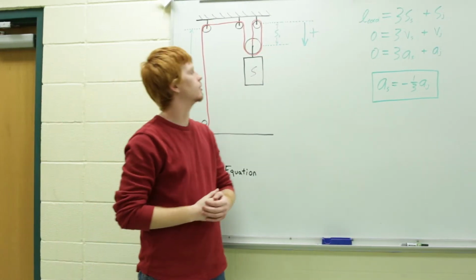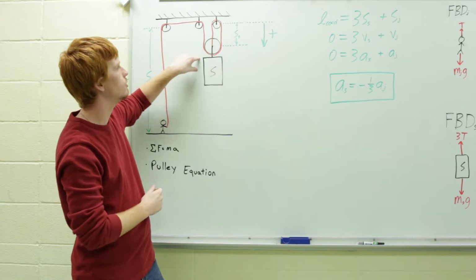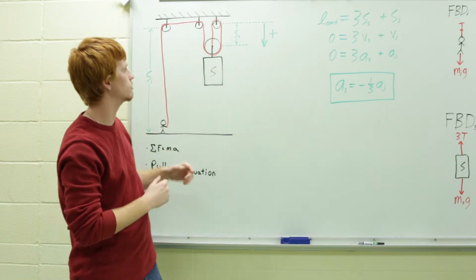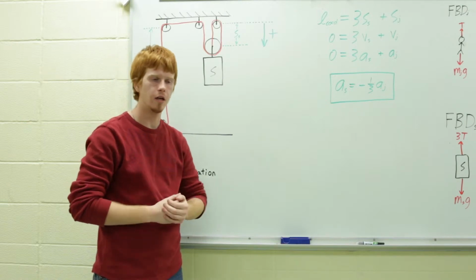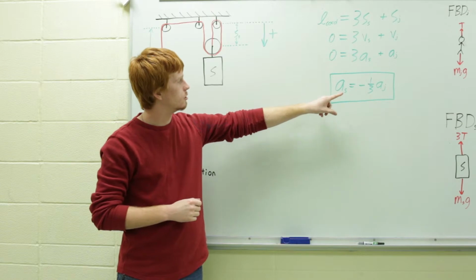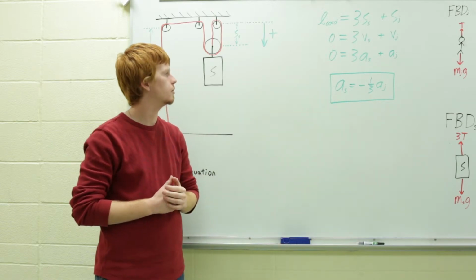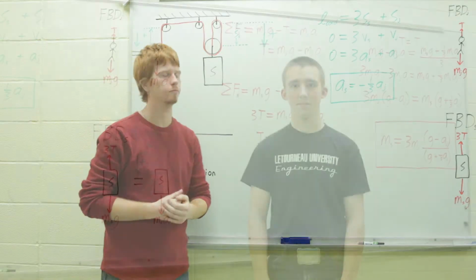So our pulley equation is the length of the cord equals 3 times the length of the rope from here to the statue plus the length of the rope from here to Indiana Jones. Take the derivative of that and we get that in terms of velocity. Take the derivative again, we get it in terms of acceleration. So then we solve for the acceleration of the statue, which equals negative 1/3 times the acceleration of Indiana Jones. And now here's Ed to explain the calculations to you.